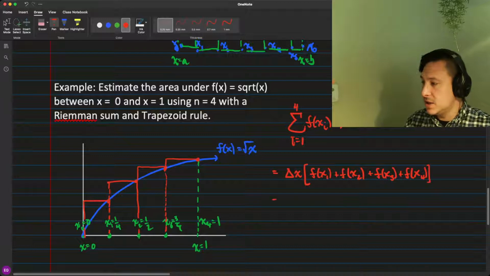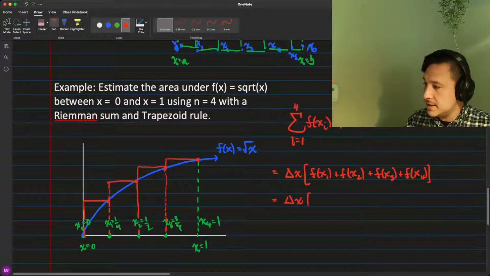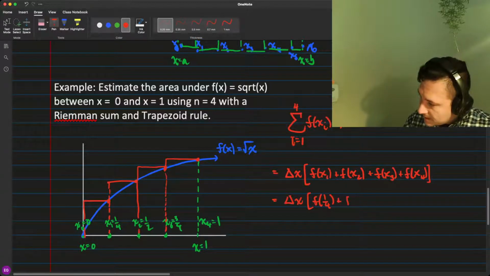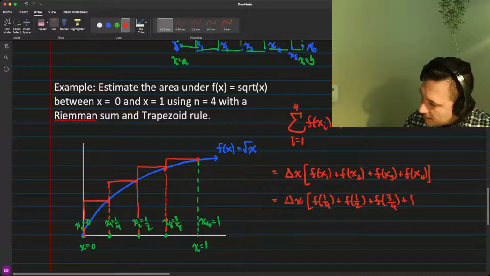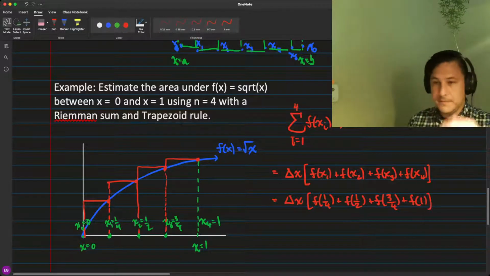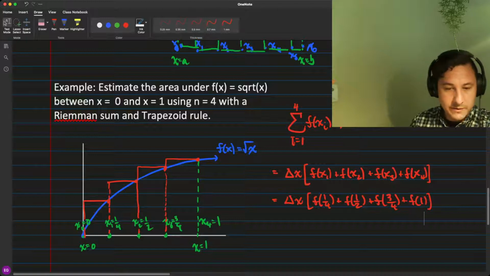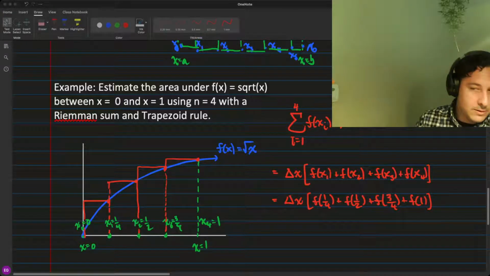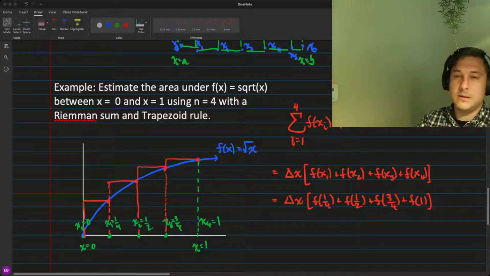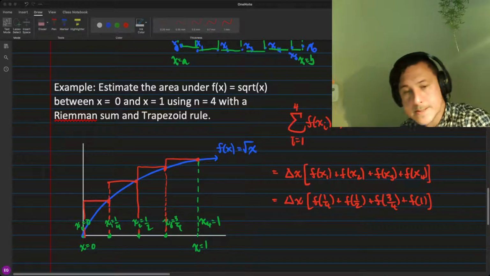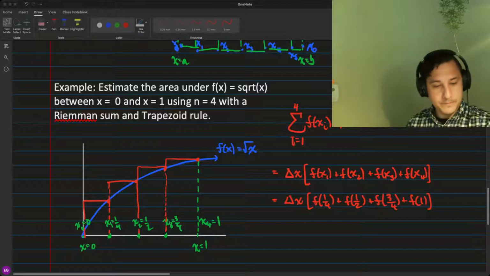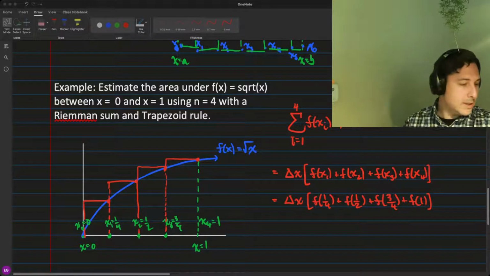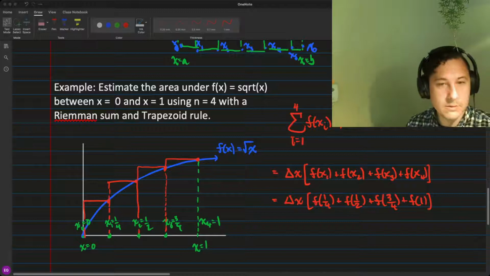Which in this case is just delta x times f of 1/4 plus f of 1/2 plus f of 3/4 plus f of 1. And Wolfram can help us out calculating these numbers. So I'm going to open up a Wolfram and do that.